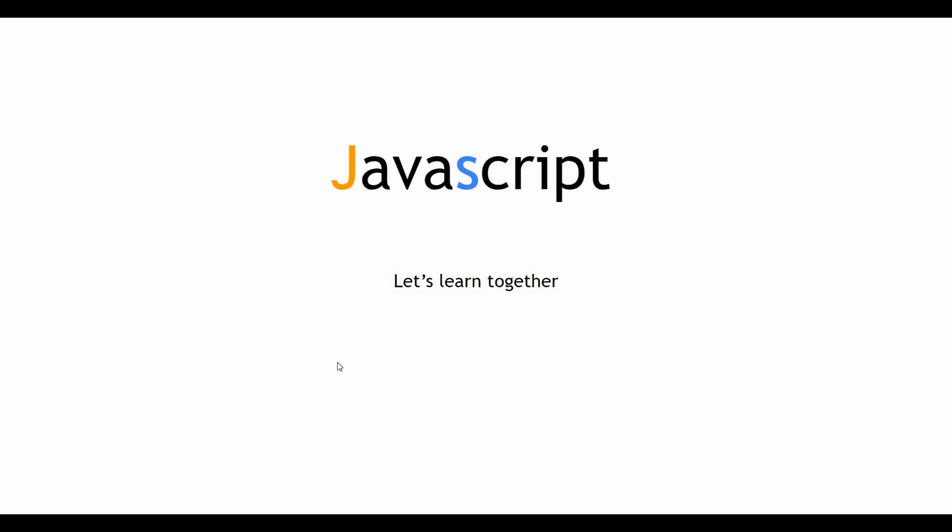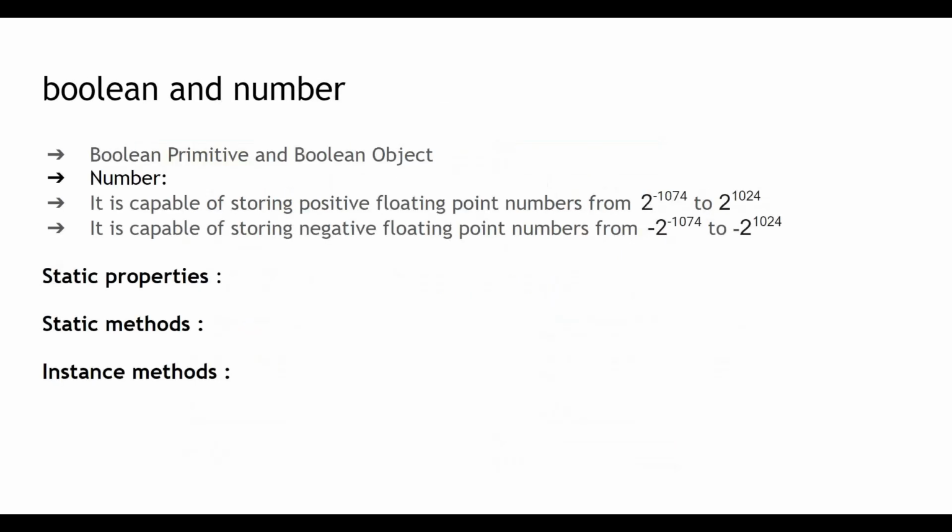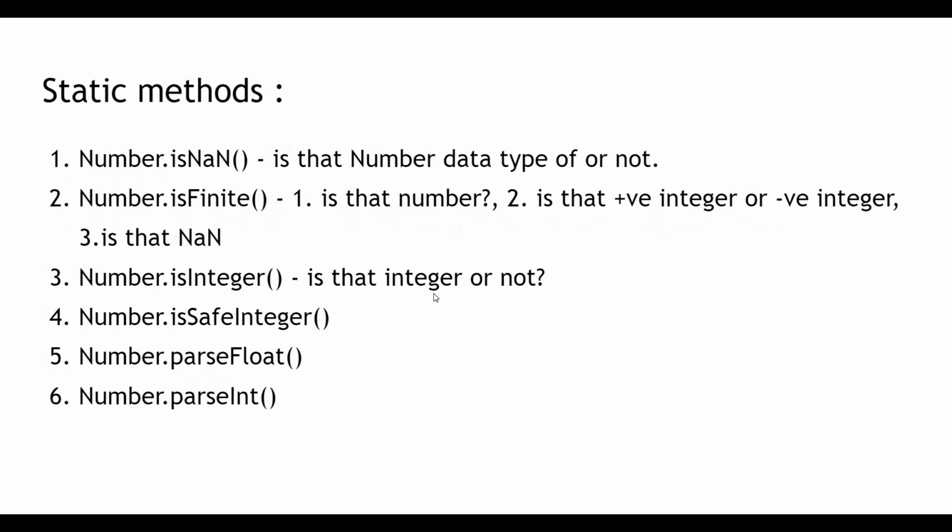As part of learning JavaScript, we are discussing data types. In the previous video, we covered the number data type and its static properties. In this video, we'll discuss static methods of a number. Here you are seeing six methods for a number.